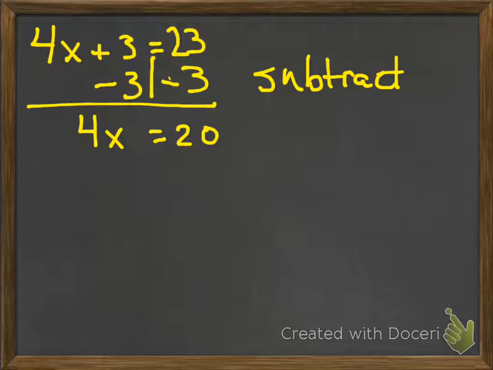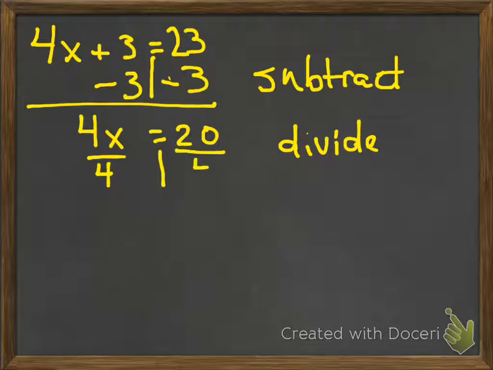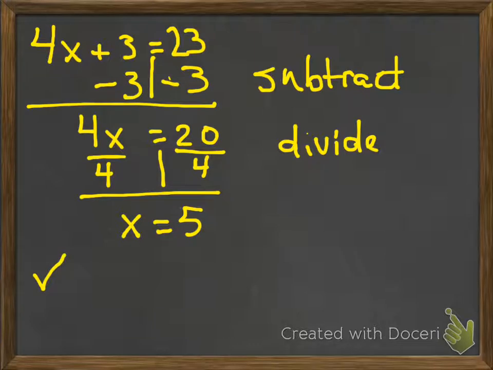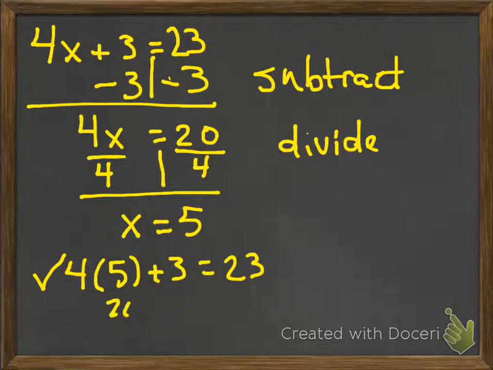Then from there, I have 4 times x. That's multiply. So how do I get rid of multiply? I divide. And 20 divided by 4 is 5. So x is equal to 5. If I put a 5 in place of that x, checking my work, I should get an answer of 23. So put it in, double check your work. 4 times 5 is 20, plus 3 is 23. It checks, you did it right. Yay, happy, happy, joy, joy. So there you go.